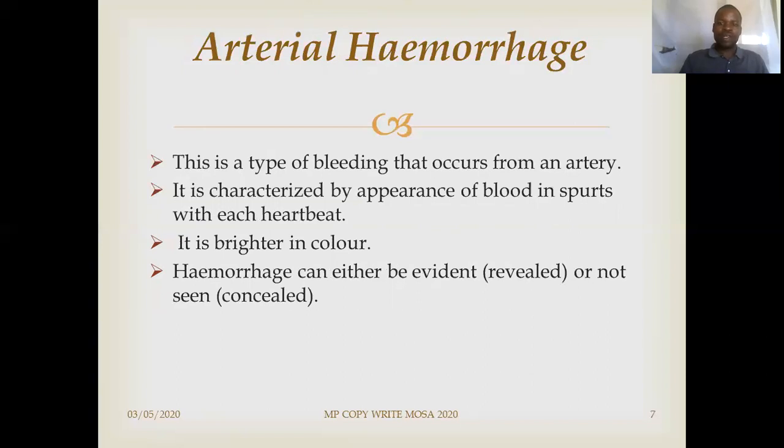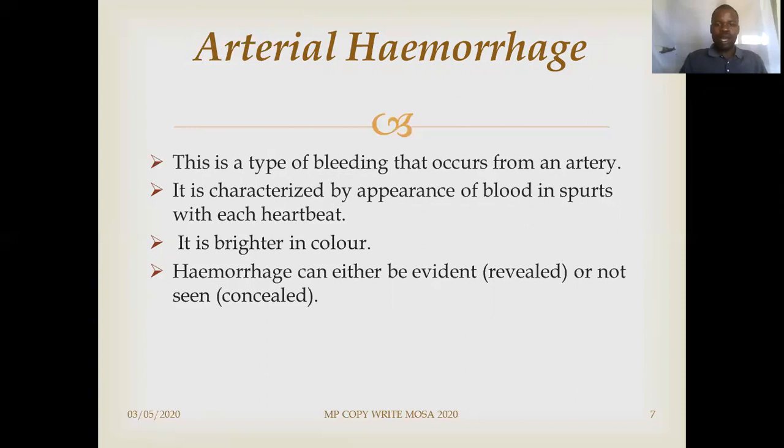The other classification of hemorrhage, according to the vessel that is affected, is arterial hemorrhage. This is the type of bleeding that occurs from an artery. It is characterized by blood pumping out with each heartbeat. It is brighter in color.